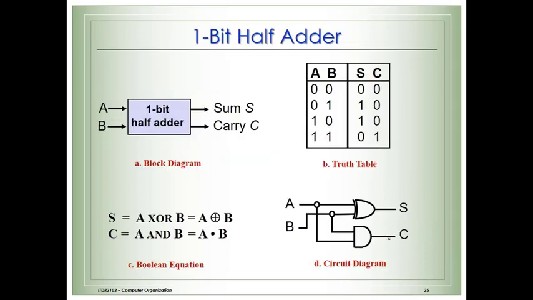Now we are going to discuss the 1-bit half adder, how to perform arithmetic addition of two 1-bit numbers. Here, if you have two inputs A and B, each value is 1 bit only, so it can be either 0 or 1. So the possibilities are: both the values are 0, or the values are 0, 1, or the values are 1, 0, or the values are 1, 1.